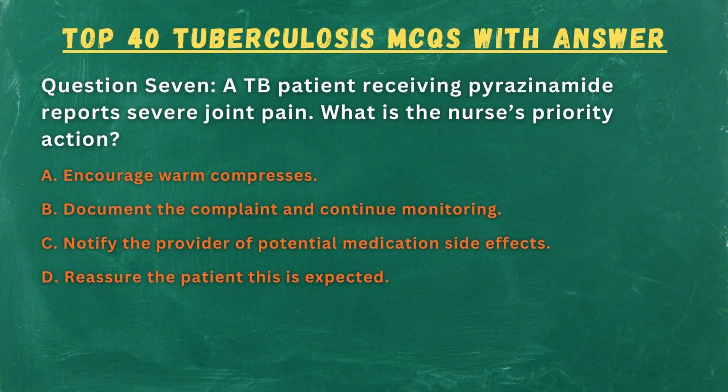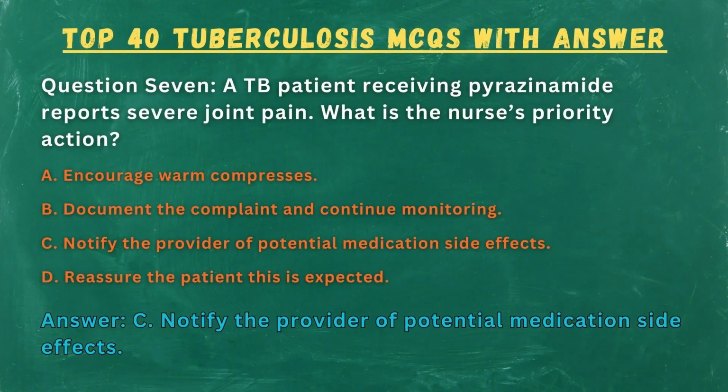Question 7. A TB patient receiving pyrazinamide reports severe joint pain. What is the nurse's priority action? A. Encourage warm compresses. B. Document the complaint and continue monitoring. C. Notify the provider of potential medication side effects. D. Reassure the patient this is expected. Answer. C. Notify the provider of potential medication side effects.